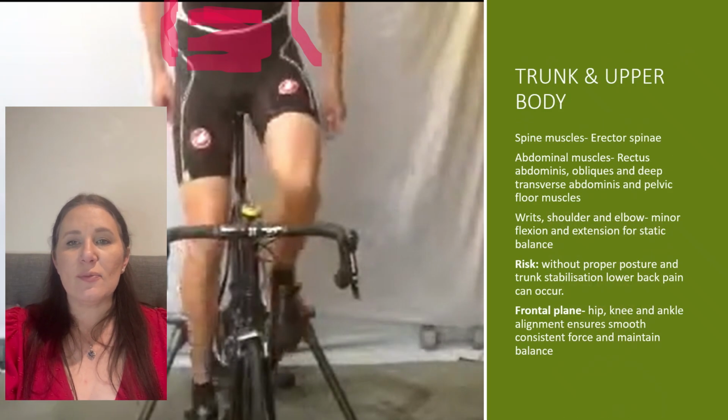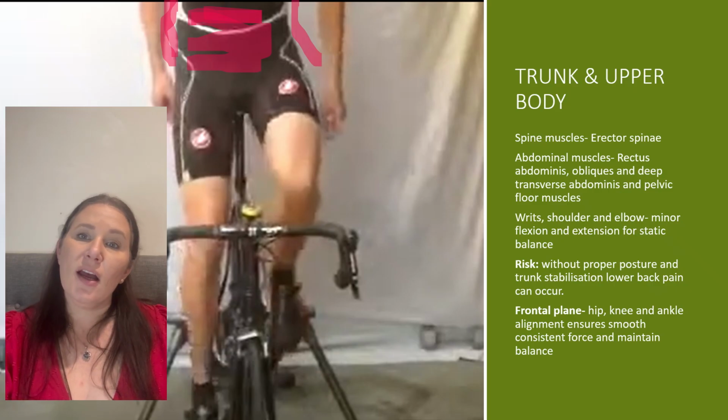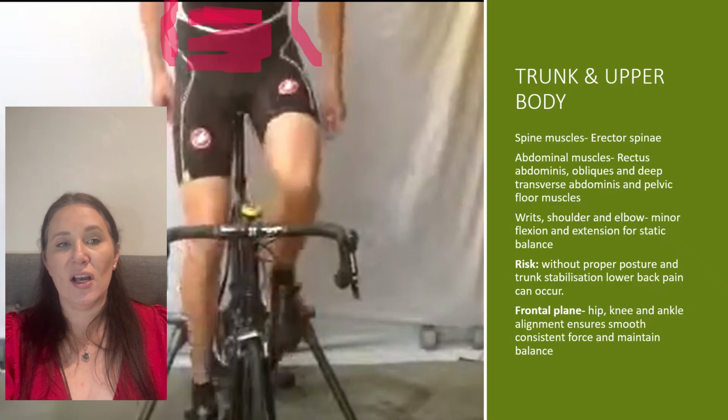Next, we'll look at the segments of the body, so the trunk and the upper body. Very important for stability while everything is flexing and extending is that the spinal muscles, or the erector spinae, are still keeping the core nice and strong. Those abdominal muscles, the rectus abdominis, the obliques, the deep transverse abdominis, and the pelvic floor muscles, are all holding everything tight and controlled and balanced.